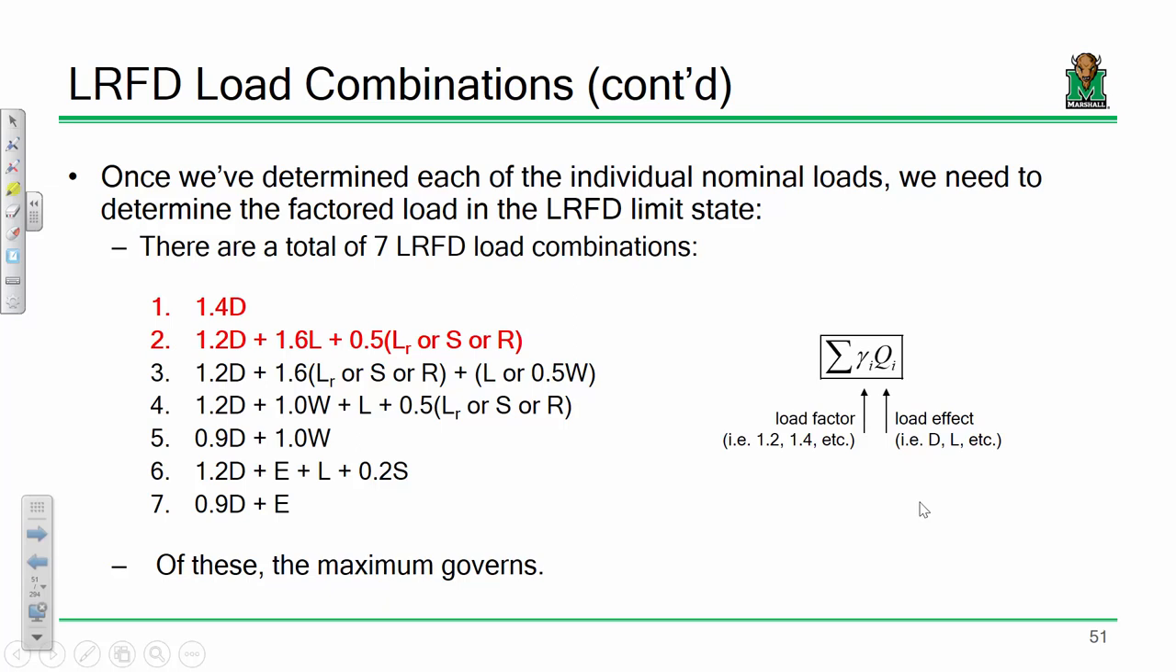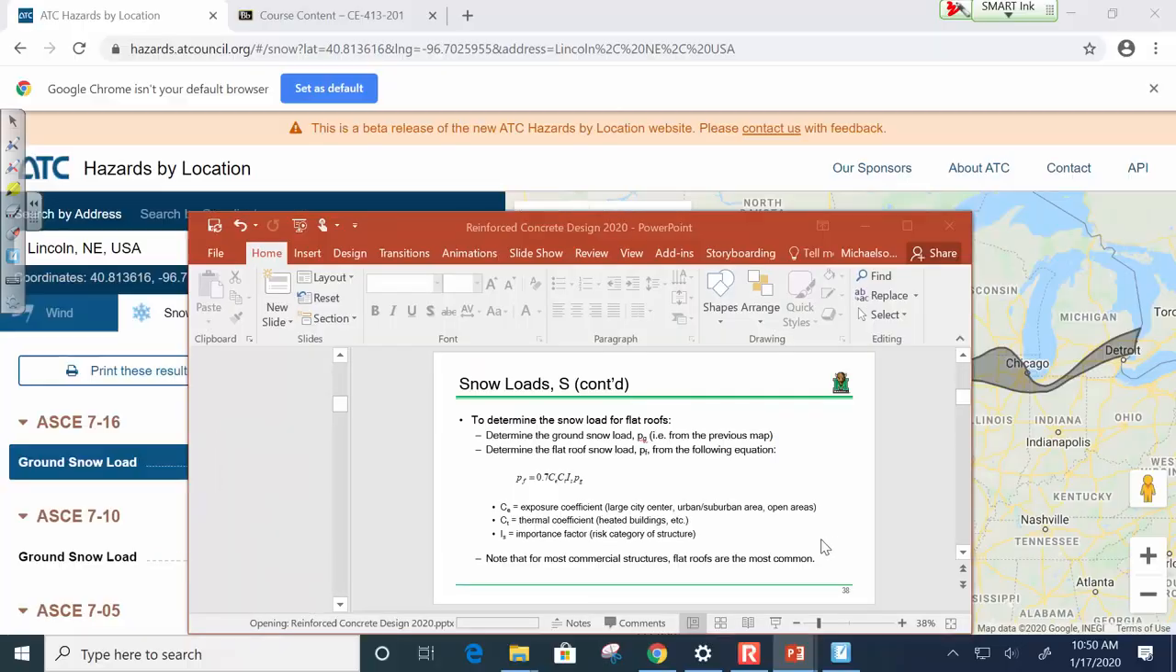A lot of computer programs will just do all of these combinations for you. I highlighted these two in red because, of all of the ones that we would deal with, those two in red are arguably the most common because, again, all structures are going to see dead load and live load. The reason I wanted to cover that is because it's mentioned on your homework.